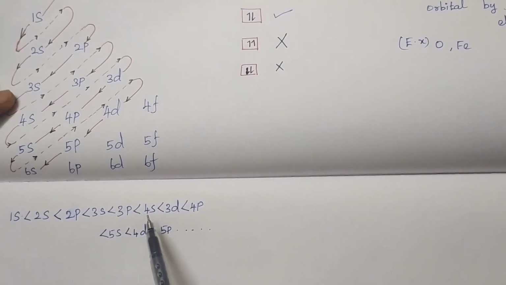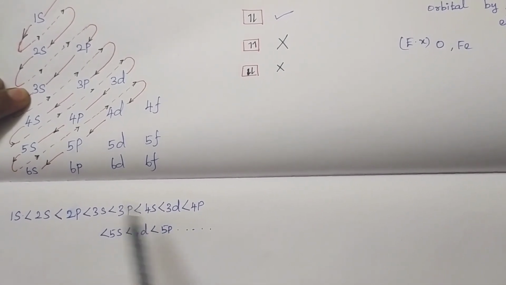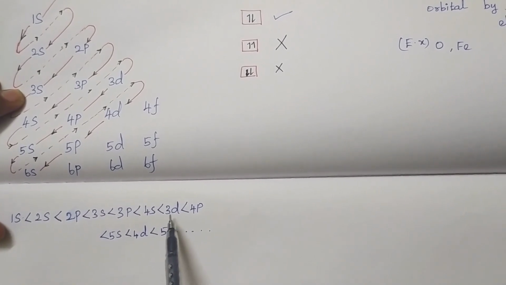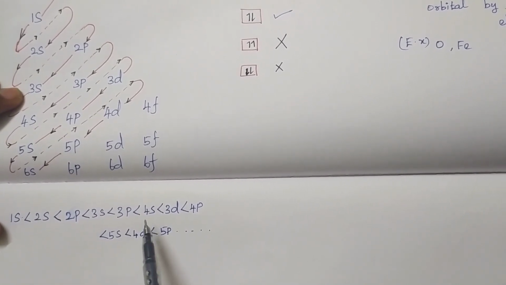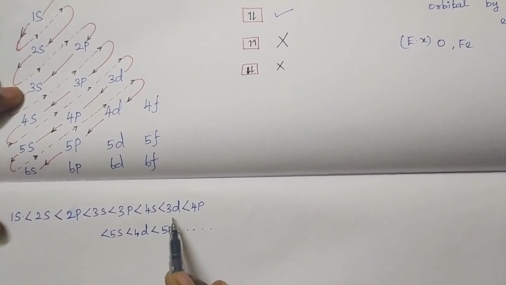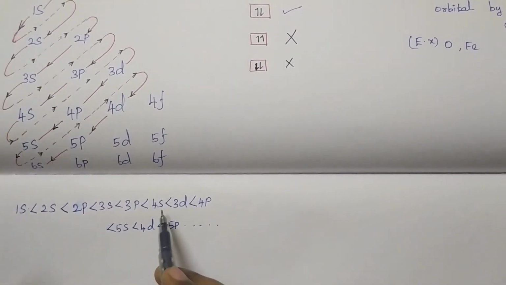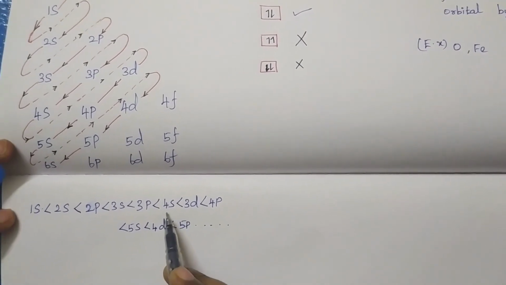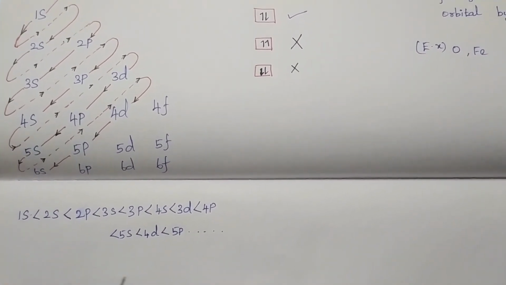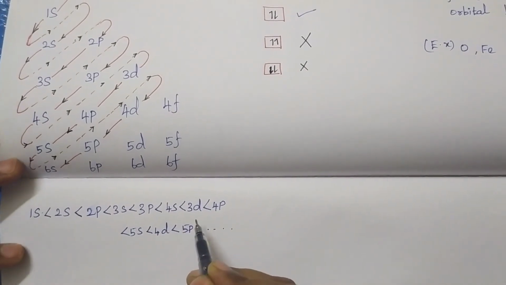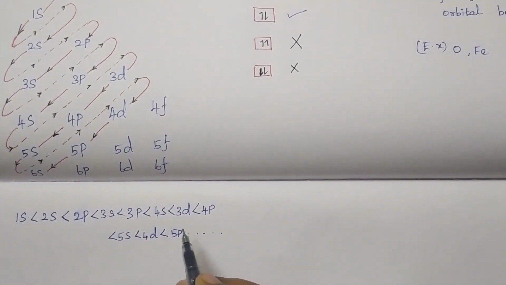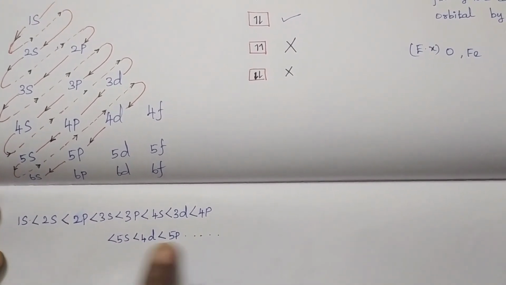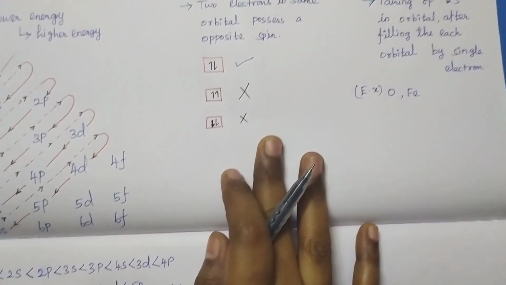You can ask, ma'am, the third shell has 3s, 3p, 3d, but here I didn't write the 3d first. I have written the 4s first, and only then the 3d. What is the reason? The 4s has lower energy than 3d. That's why I have written it so. This you can also explain by the n plus l rule, which we will see later. First just see the arrangement of the orbitals. So this is the Aufbau principle.